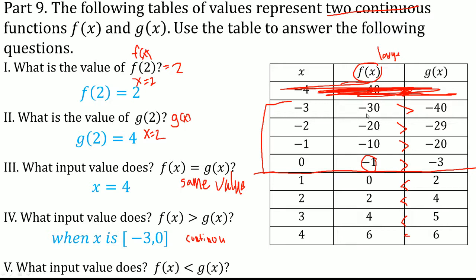All right, what is the input when the g of x is actually larger? This is when g of x is larger. That looks like it's 1, 2, 3, and 4. So it should be 1 through 3. It does not include 4. Remember, it doesn't include 4 because they're equal. So it's only from this interval. Good. There you go. That is part 9.